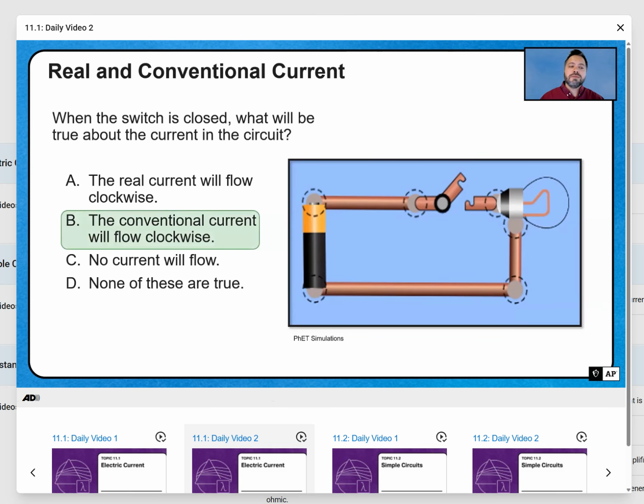The conventional current will flow clockwise. The electrons, or the negative charge carriers, move from the negative end of the battery to the positive end, and that would be counterclockwise. So the positive flow must go clockwise.